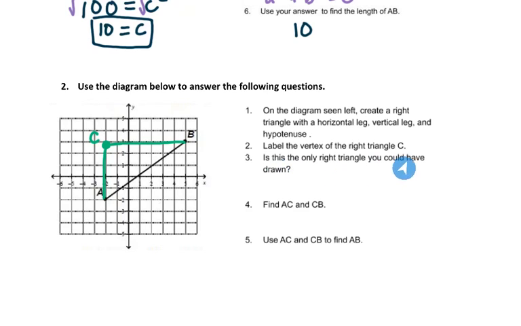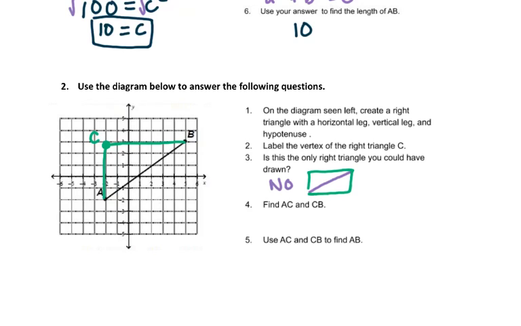Then it says, is this the only right triangle? No. If you have your line like this, you could draw it in above or below. So basically, if you made a rectangle. Then they want you to find AC and CB.